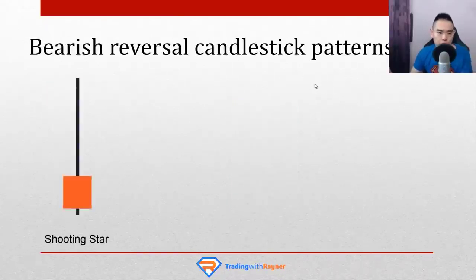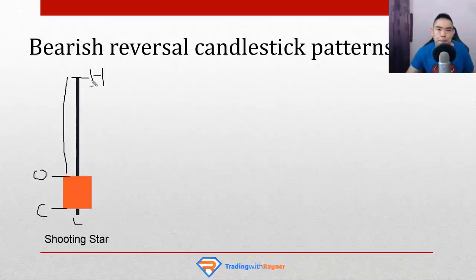Number one, shooting star. Let me illustrate the story behind a shooting star. You can see over here, the price opened at this price point. This is the close, this is the low, and this is the high. So what is the story behind the shooting star? When the market first opened, the buyers were victorious. They quickly pushed the price up higher, drove the price up near the highs, and were beating their chest, celebrating. Suddenly, the sellers came in to control and pushed the price all the way down, closing near the lows.